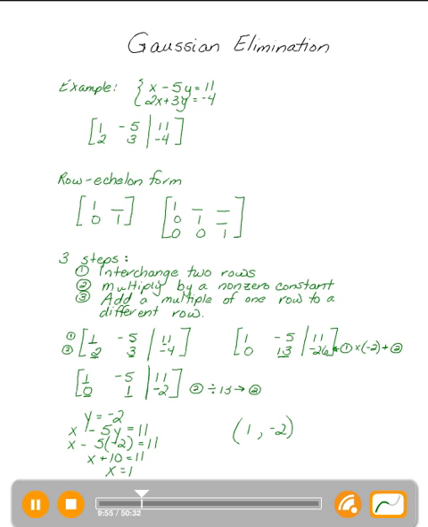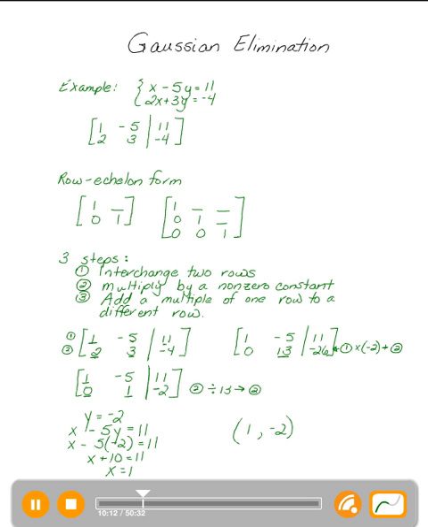Forming the augmented matrix will get us 3, the coefficients of x and y, 3, 9, 2. Coefficient of x is 1, coefficient of y is 3, and that's equal to -4. So here's our augmented matrix.